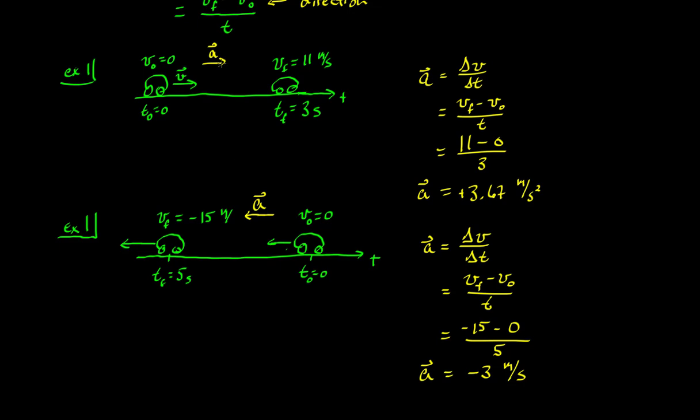So what we see here is that when the acceleration and velocity were both to the right, the object was speeding up. And when they were both to the left, the object was speeding up. And that's our rule. If acceleration and velocity are in the same direction, then the object is speeding up.